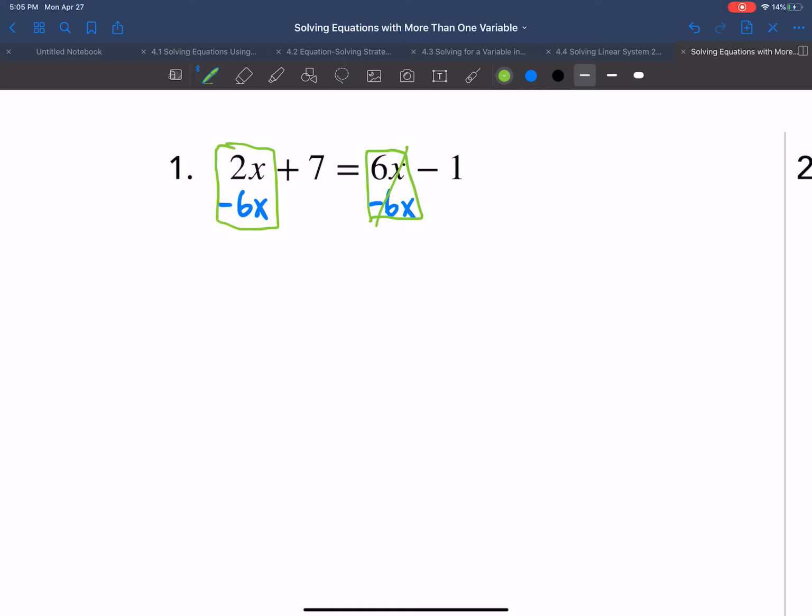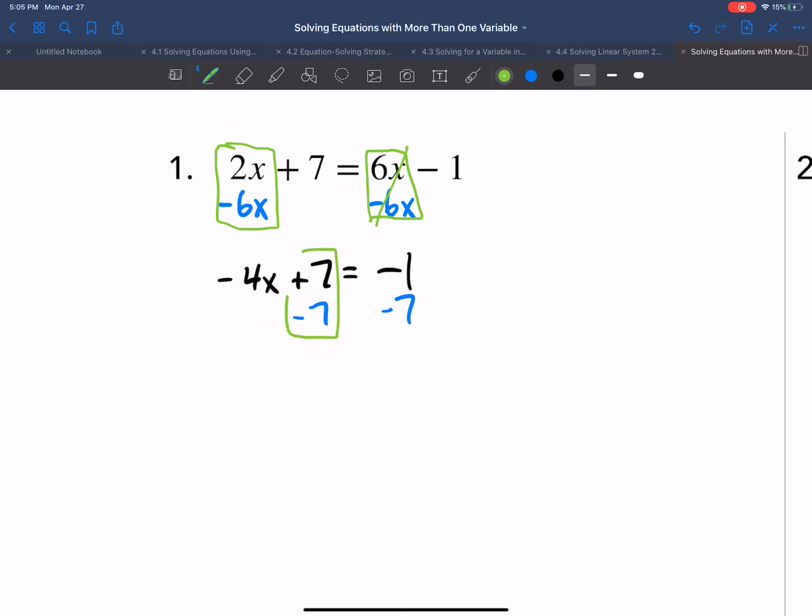Now subtracting these, 2x minus 6x makes negative 4x. I didn't touch the 7, and I didn't touch the negative 1. So I'm part of the way there. I have my letter on one side. Once we do that, it's just like what we had in previous sections where I'm solving for that letter. I want to do BEDMAS in reverse. So I see I'm adding 7. And the opposite of adding 7 is to subtract 7 from both sides.